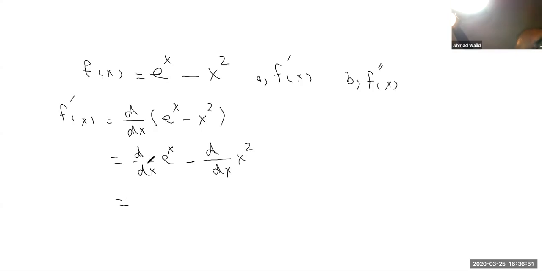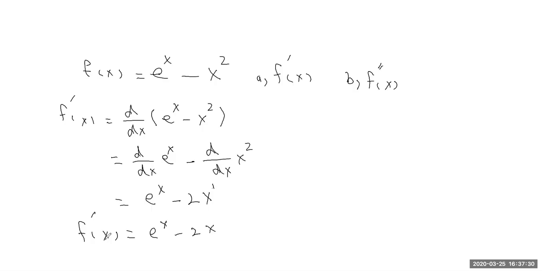We just explained as a formula, d over dx of e to the x is e to the x. Minus, here apply the power rule. Bring the exponent as a coefficient, then your variable, which is x, and 2 minus 1, which gives you what? 1. It means your answer is e to the x minus 2x. This is your first derivative, f prime x. Question on finding the first derivative?